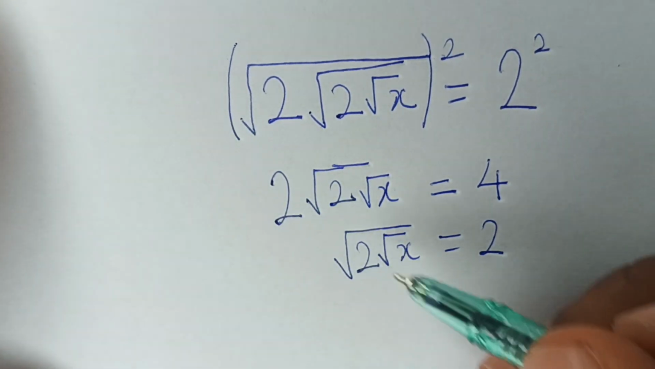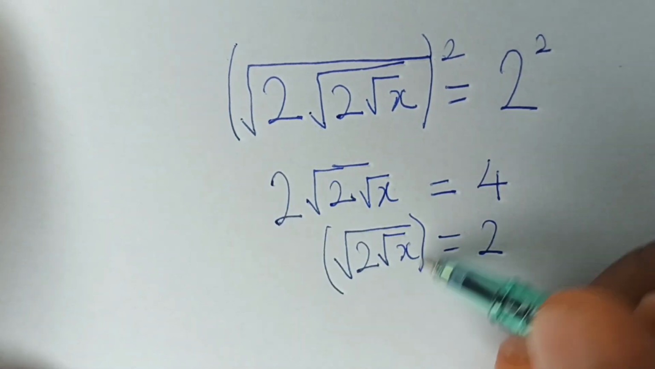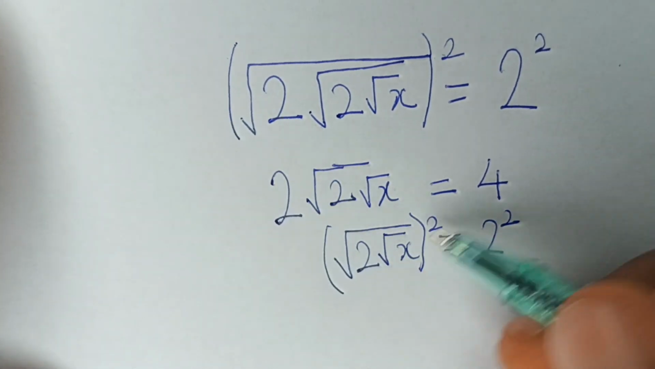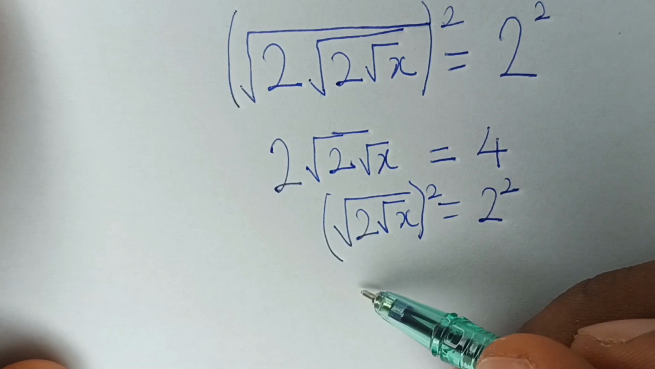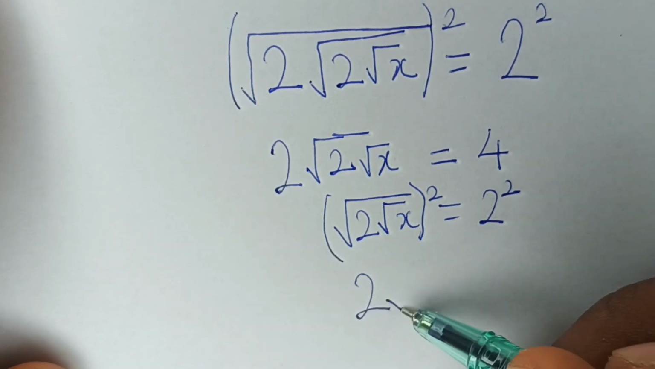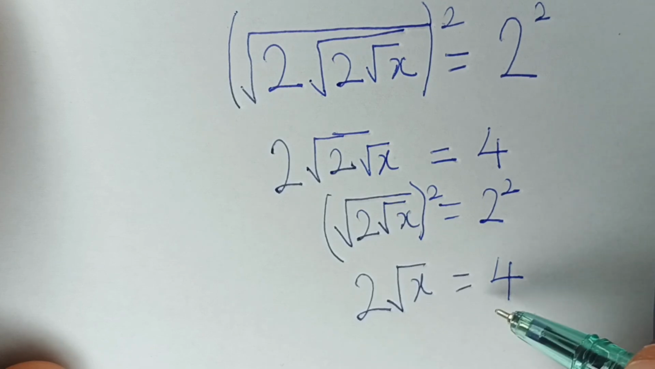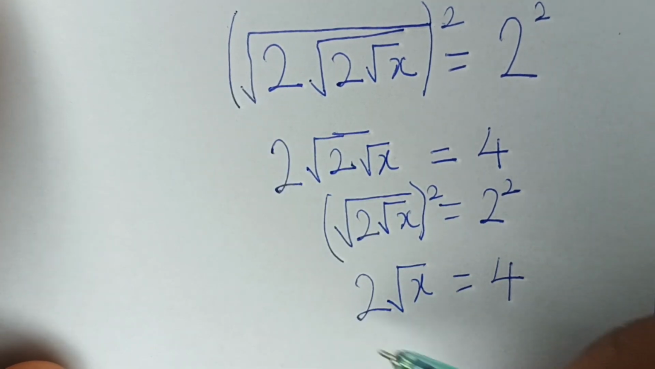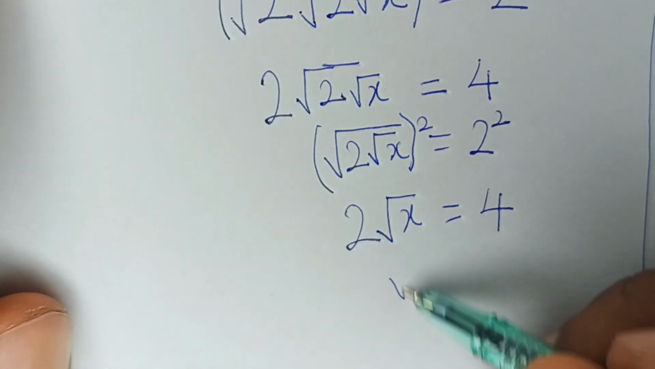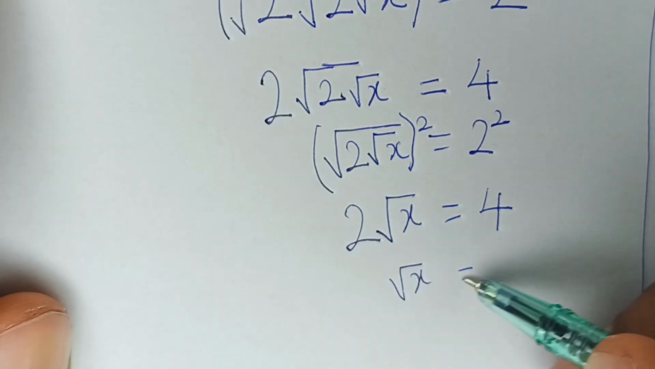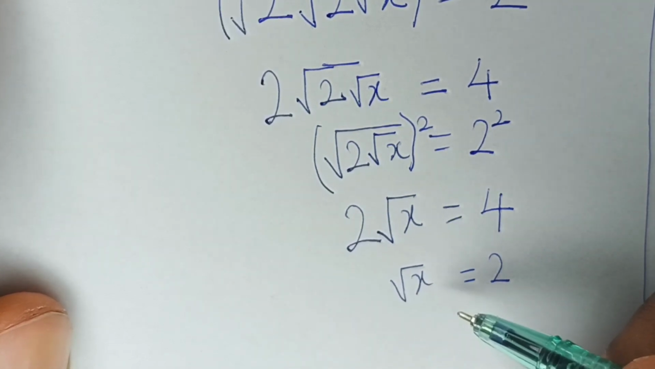Okay? Again, we can square both sides to eliminate this big square root so that we have 2 times square root of x to be equal to 4. Now, dividing both sides by 2, we'll have what's left here to be root x, and then we have what's left here to be 2.